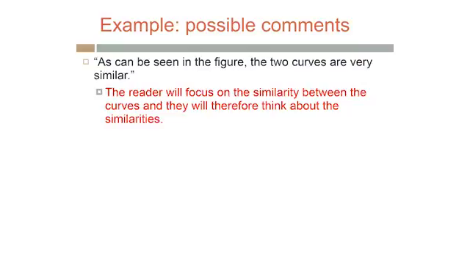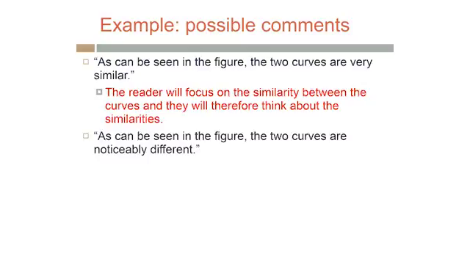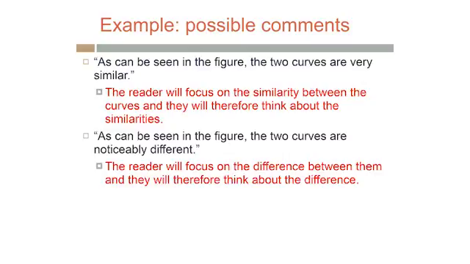But if your goal is to point out that, even though they're similar, in fact there's an important difference, maybe you should write something like, as can be seen in the figure, the two curves are noticeably different. So both of these sentences could be used to describe that figure. But one of them focuses on similarities, whereas the other focuses the reader on the difference between them.